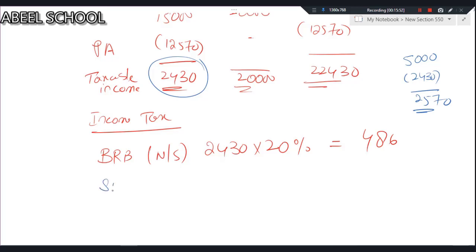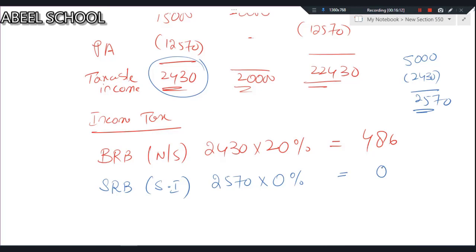Now, starting rate band, saving income, the amount is 2,570 into the tax rate, which is 0%, it is 0. Starting rate band, saving income.